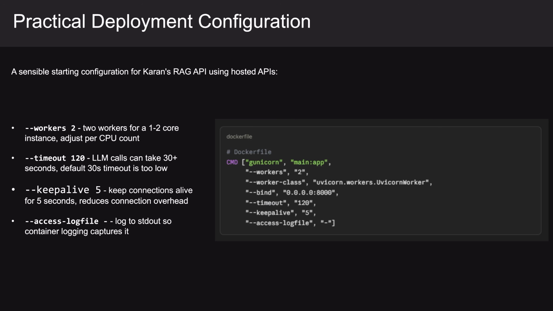--keep-alive 5 keeps connections alive for 5 seconds and reduces the overhead of re-establishing connections for frequent callers. --access-logfile - sends access logs to stdout so your container logging infrastructure captures them automatically. Start here. Monitor real memory and CPU usage after deployment and let actual traffic data guide your next scaling decision.